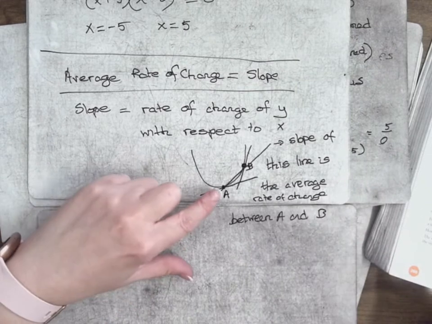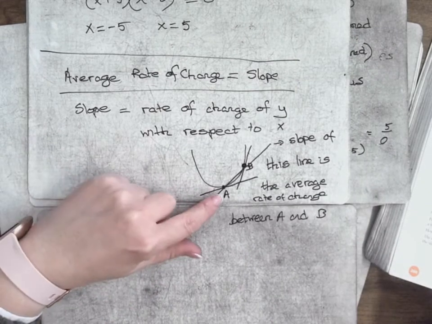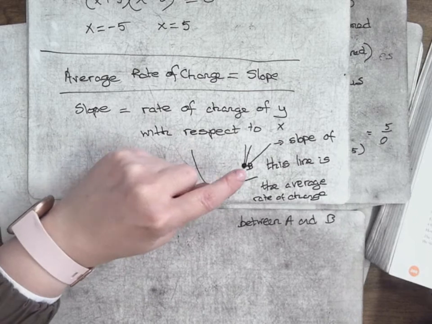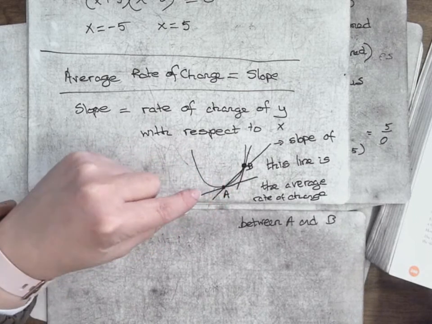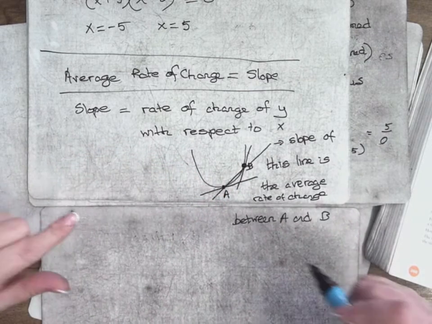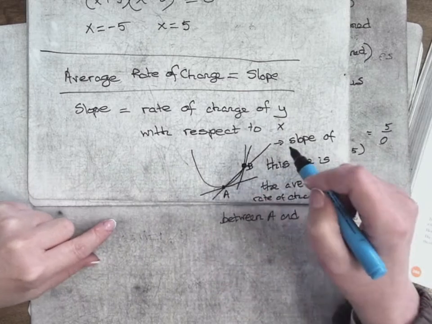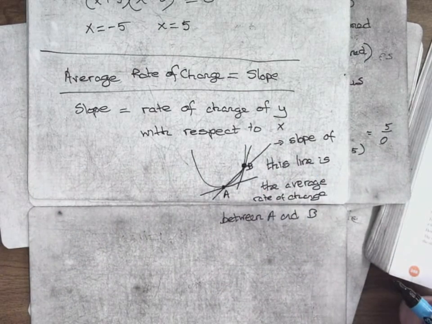So you can get the rate of change at A, because it's the slope of the tangent there at A. You can get the rate of change at B. And if you join the points A to B and you get the slope of that line, you can get the average rate of change from A to B. So differentiation is going to allow us to find the rate of change.